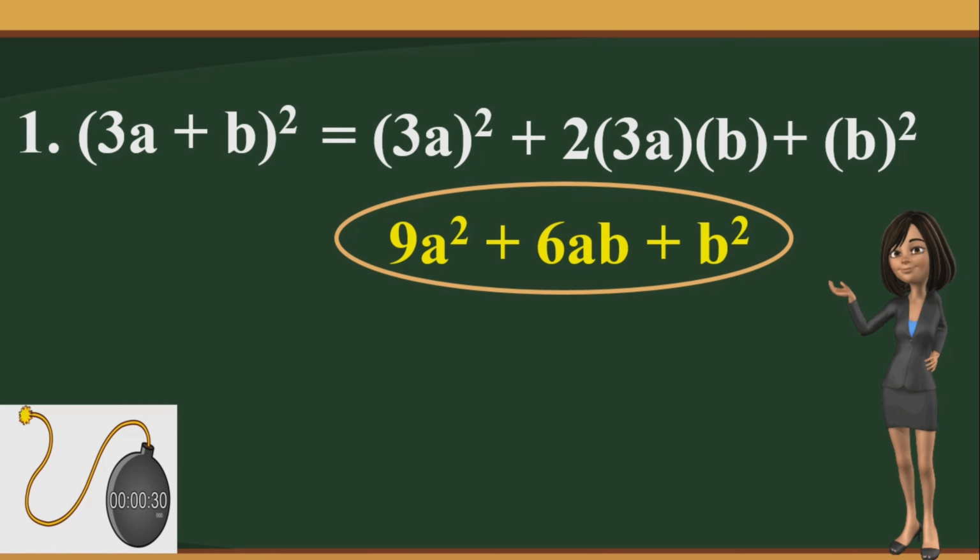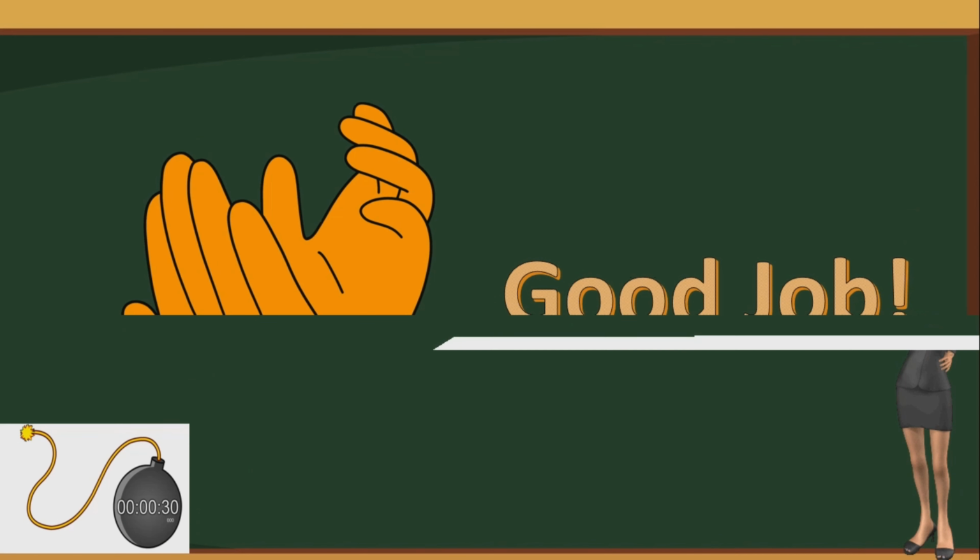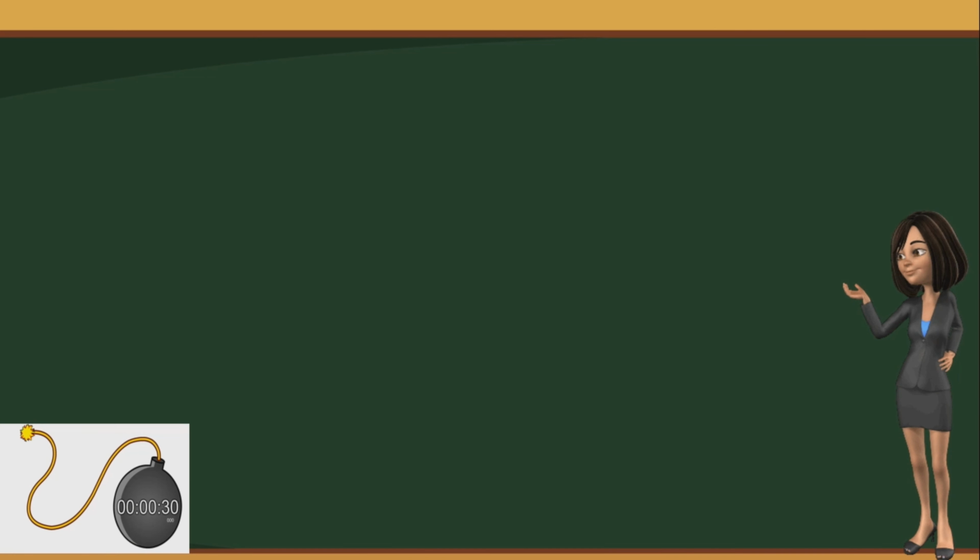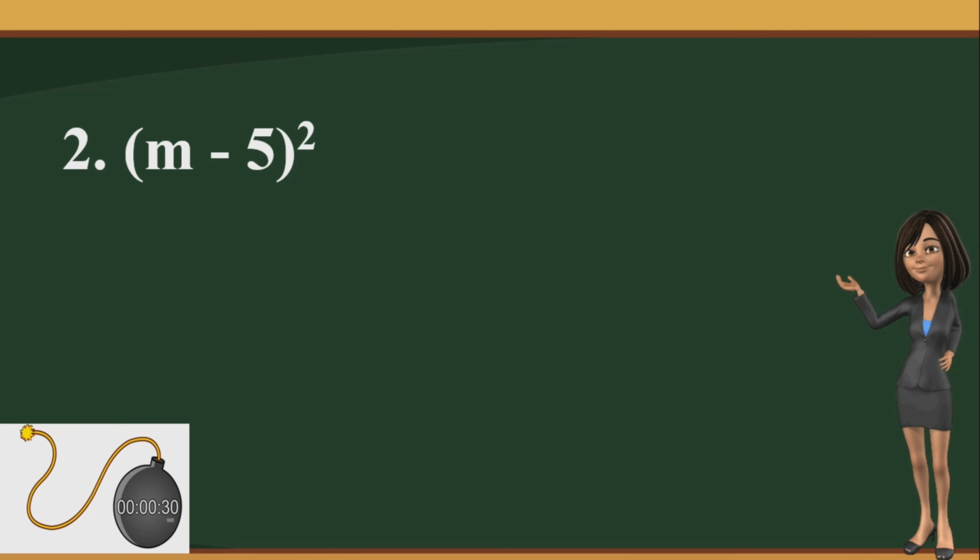Next, so we have quantity m minus 5 squared. Again, you have 30 seconds to solve this. Go.